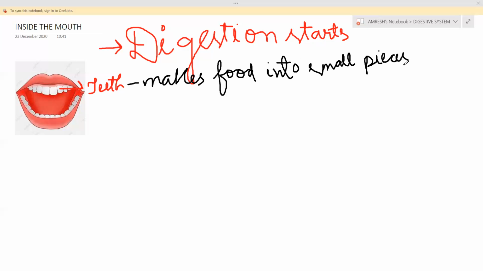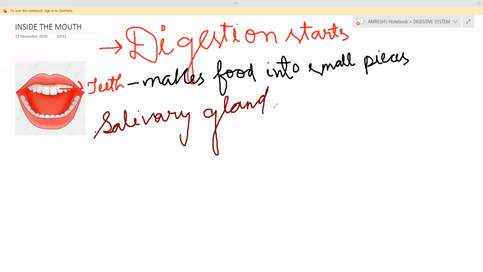And the saliva, who secretes saliva? The salivary gland. We have already read about the salivary gland in the previous diagram. The saliva is secreted by the salivary gland. These key points you have to remember, my dear children. The salivary gland secretes saliva. In Hindi we say it as thook. That saliva mixes with our food in our mouth.